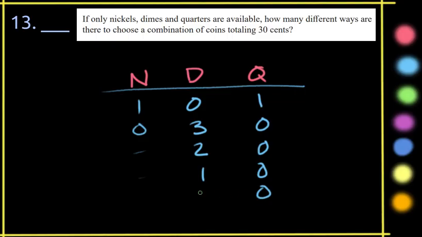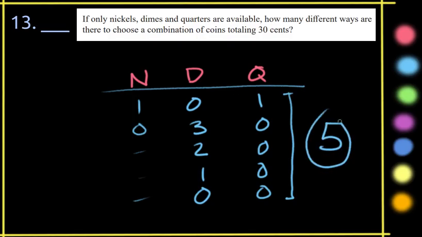0 quarters and 0 dimes. And then you'll have a bunch of nickels. And those are all the possibilities, basically. These 5, we've covered all the cases that there are. So the answer here is 5.